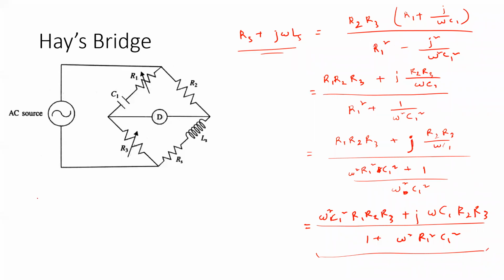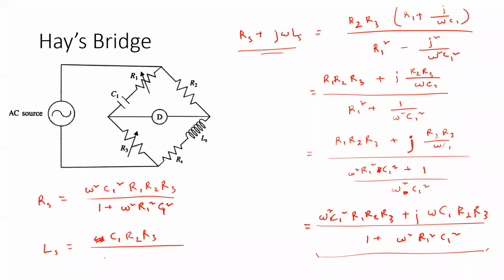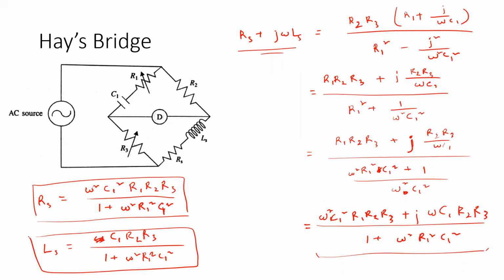So the expression for Rs can be written as omega square c1 square r1 r2 r3 divided by 1 plus omega square r1 square c1 square. And for Ls, omega will get cancelled out. So these would be the two expressions for the two unknown parts of the unknown arm.